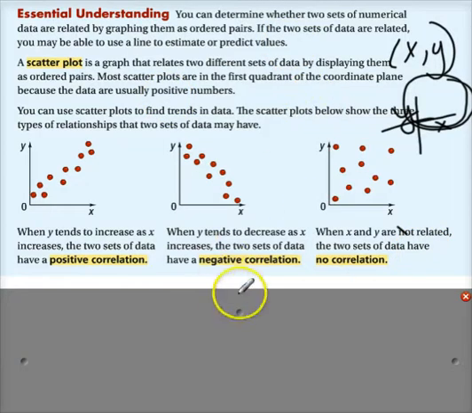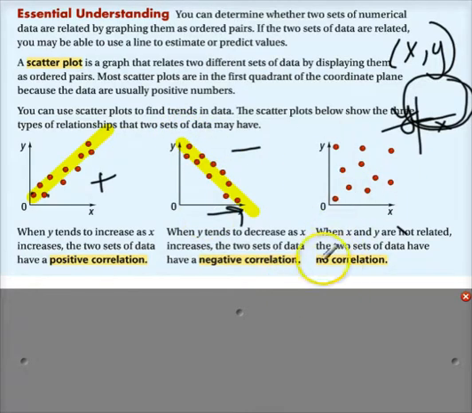Below I have three examples of a scatter plot. The first one has a positive correlation. As you see, all the ordered pairs that are plotted move from the bottom left up to the top right corner. This would indicate a positive correlation. The middle graph starts in the top corner and goes down, as if we had a negative slope. This is a negative correlation. Y tends to decrease as x increases.